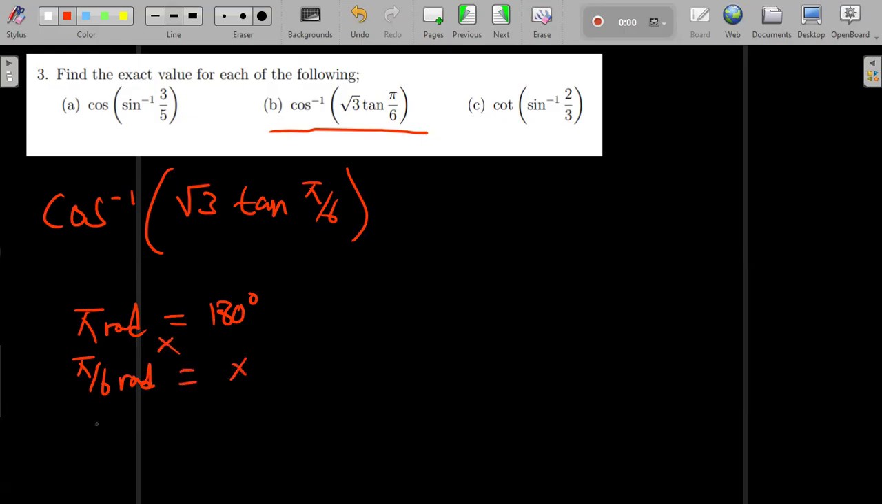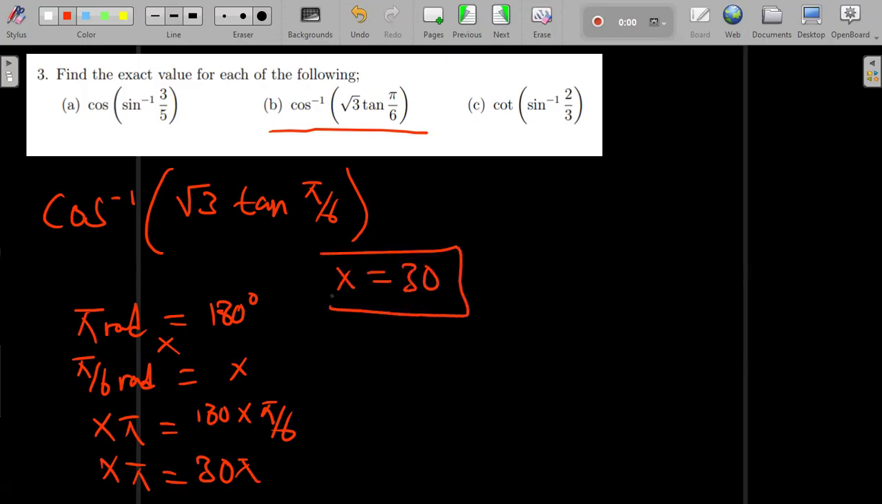So cross multiply, you're going to get x pi is equal to 180 multiplied by pi divided by 6. If I divide this 180 by this 6, I'm going to get x pi is equal to 30 pi. Then divide both sides by pi, you're going to get x is equal to 30 degrees. So this 30 degrees is the same as pi over 6 in radians. So we know that 30 degrees is a special angle.